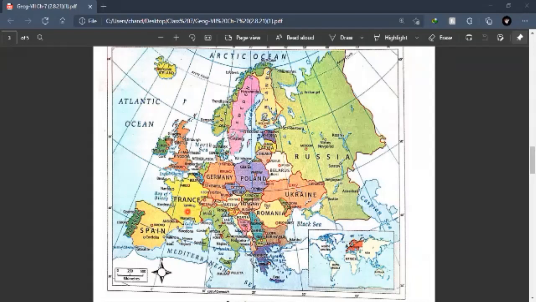Next are the Balkan states, which lie within the Balkan Peninsula, such as Greece, Albania, Macedonia, Romania, and Slovenia. Next are the Baltic states, which include Estonia, Latvia, and Lithuania. The last one is the Holy See, formerly called the Vatican City, in the Italian peninsula. It is the smallest country, while Russia is the largest country in Europe.